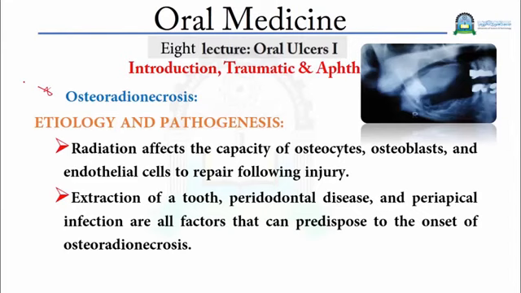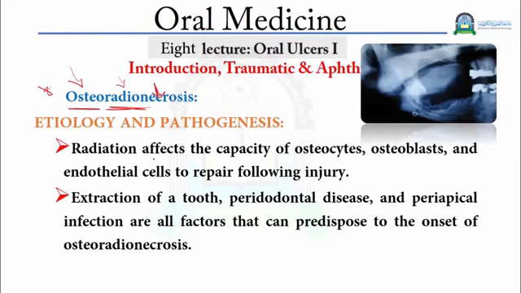Osteoradionecrosis. As is mentioned from its name, osteoradionecrosis, there are ulcerative lesions due to a pathology or problem in the bones, osteo. The main cause is radiotherapy, and the pathogenesis is necrosis of the cells.